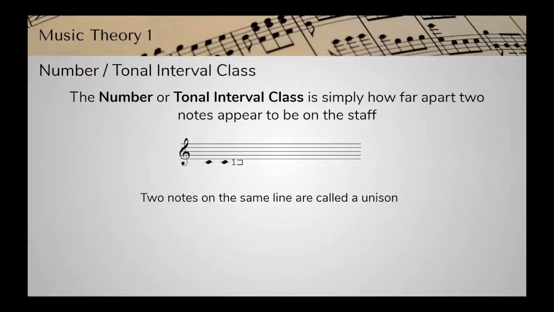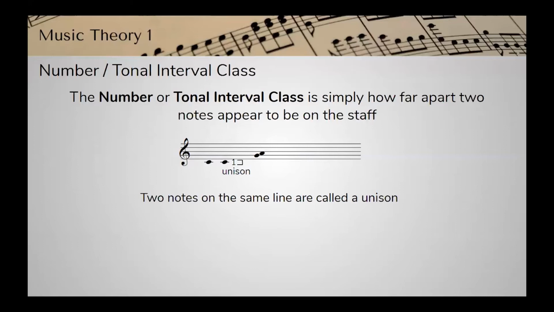So it's the same note, so there's no difference. We call that a unison. Okay? Two notes that seem to cover kind of two lines and spaces on the staff. So here we have note G on a line and then note A on a space. That covers one line and one space.